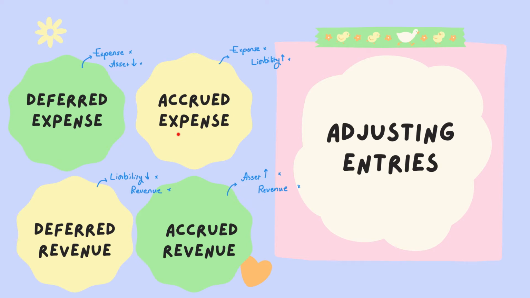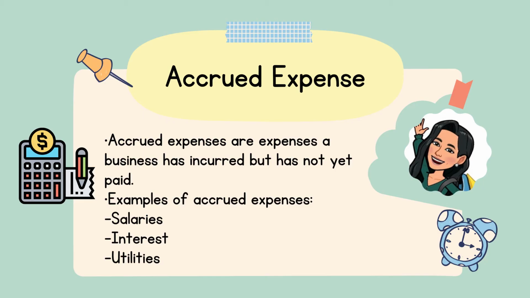Now, accrued expense, I need to debit an expense account, and the credit is payable. I need to pay it later, so I need to increase my liabilities. And accrued revenues, I need to credit a revenue account, and I need to increase an asset account on the debit side, which is receivable, to be received later.